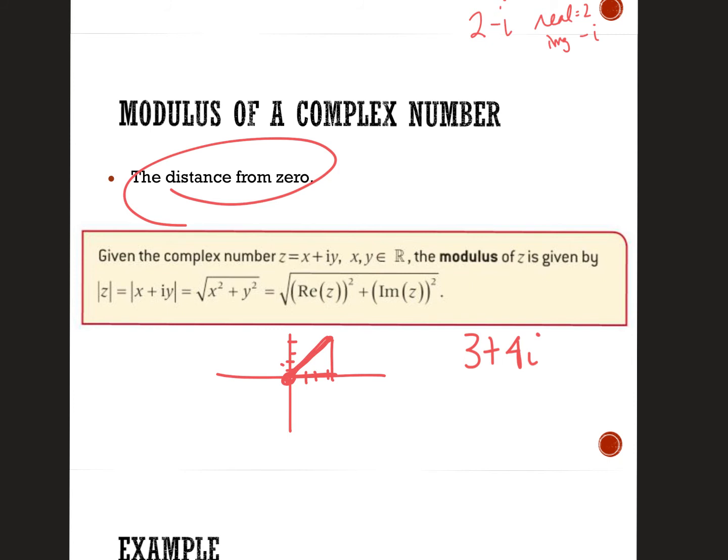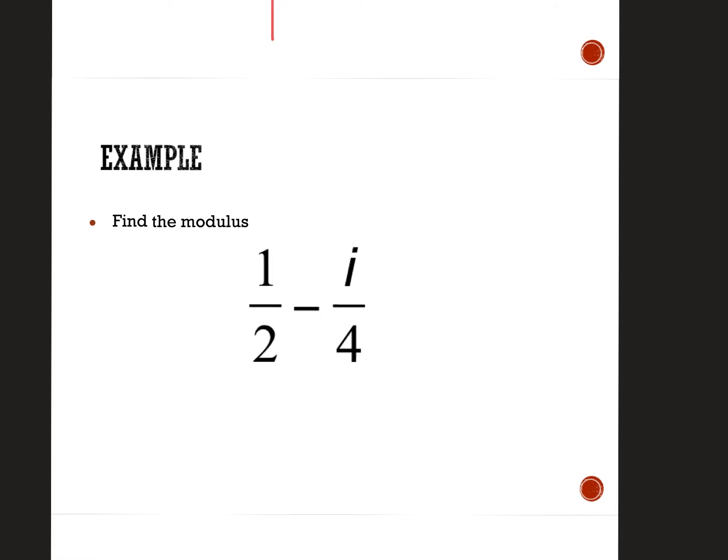Can you see that we're going to have to do the Pythagorean theorem? Or in this case, we know that that one's 5. But that's where this formula is coming from. Right? It's just the Pythagorean theorem. Okay? So, scooting this up. All right? If it says find the modulus, you will be finding the distance from 0.